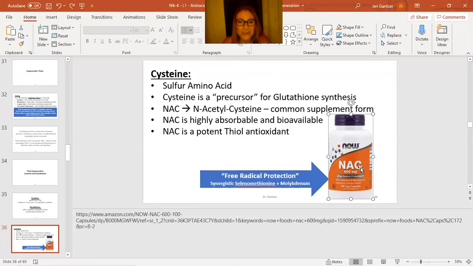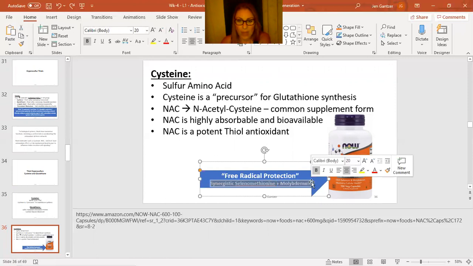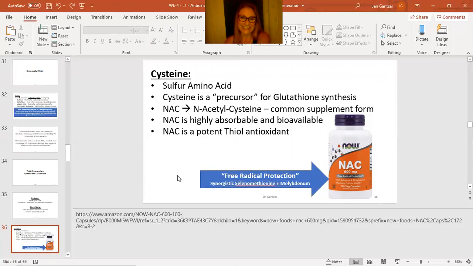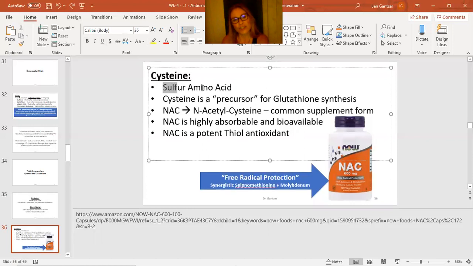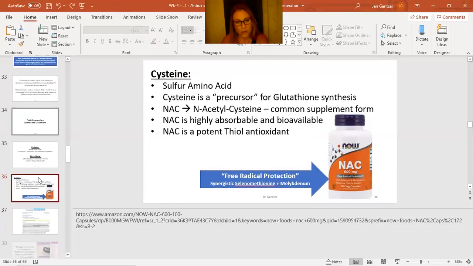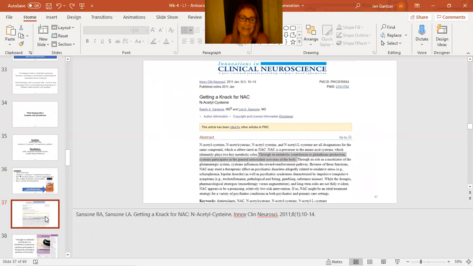So NAC is also one of those supplements that I keep in my cupboard almost at all times. This is a 600 milligram, and this has a synergistic selenomethionine and molybdenum because of the interactions in the biochemical pathways. So not right now, but in the very near future in another class, you will need to know how the cysteine interacts with the selenomethionine and molybdenum. For right now, I just want you to plant it into your memory that cysteine is the thiol because of the sulfur group, and that it can also come in the form of NAC, and it's your precursor for your glutathione.